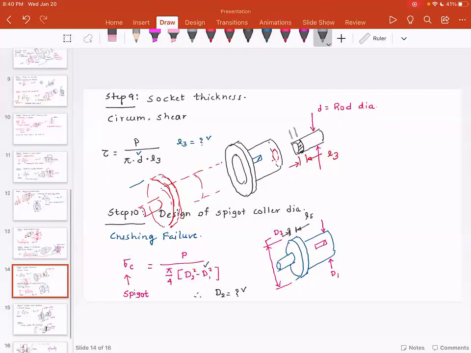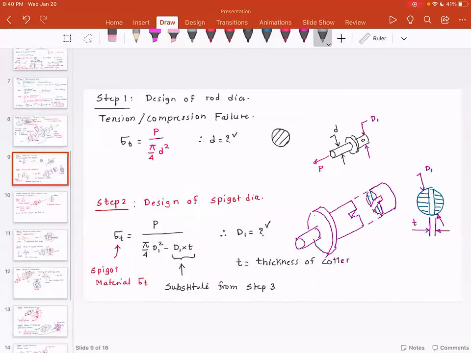Yes, I will go back to D1. Now D1 is in step 2, and please understand this is a classic design step where the number of unknowns are greater at step 2. Step 1 is finding out the rod dimension. D1 is the spigot diameter.